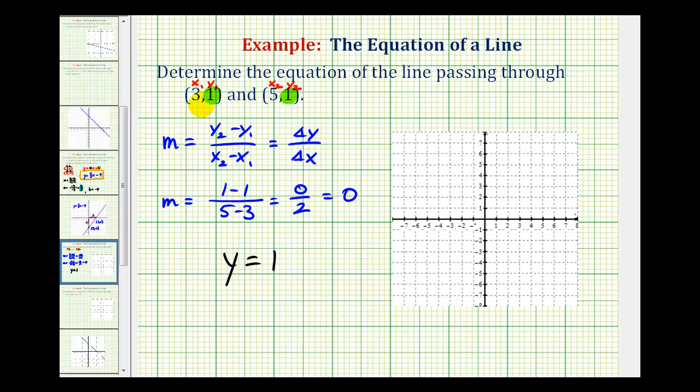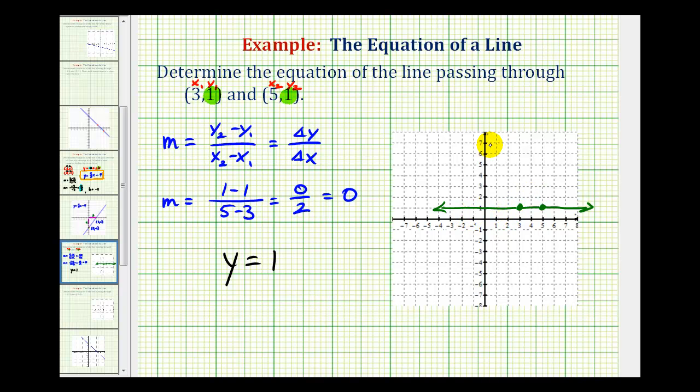And just to verify this, if we were to graph these 2 points, the point 3, 1 would be here, and the point 5, 1 would be here. And now we can quickly see that the line passing through these 2 points would be a horizontal line. And notice every point on this line would have a y coordinate of 1, and therefore the equation of this line is y equals 1.